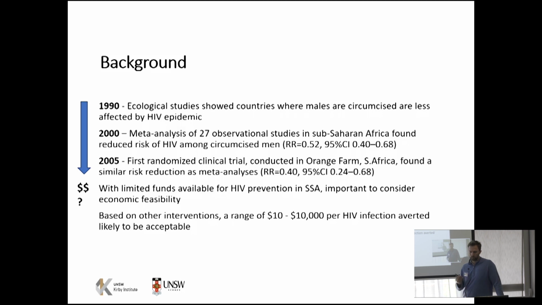And so obviously we have an intervention here that looks like it's effective, but with limited funds available for HIV prevention in sub-Saharan Africa, it's important to consider the economic feasibility of implementing that intervention. And at the time, based on other interventions for HIV prevention, they were looking at a range of between $10 and $10,000 per HIV infection averted as being something that would be acceptable. As you'll note, that's very different to the £30,000 recommended by NICE and the $50,000 to $70,000 recommended by Australian, or not recommended, but implicit in Australian approvals. And essentially that's because we're talking about a low middle income setting. They have a smaller pot that they're taking from to fund interventions like this.